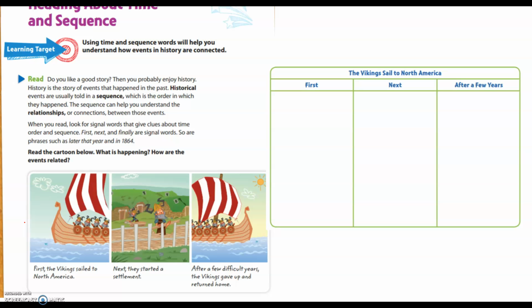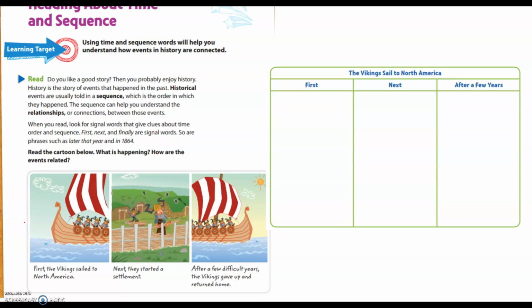Do you like a good story? Then you probably enjoy history. History is a story of events that happened in the past. Historical events are usually told in a sequence, which is the order in which they happened. The sequence can help you understand the relationships or connections between those events.